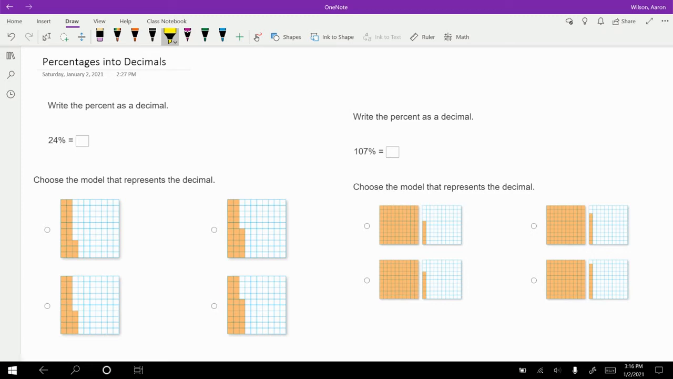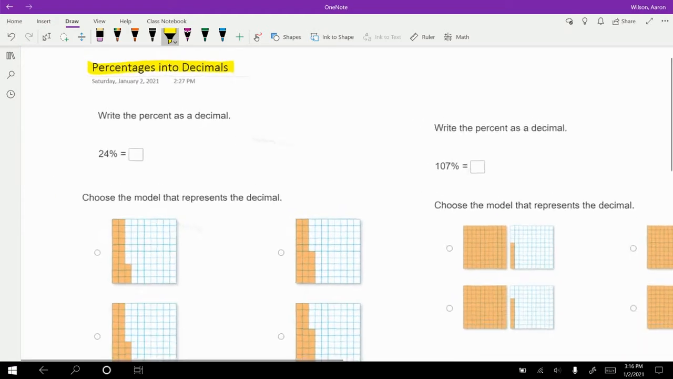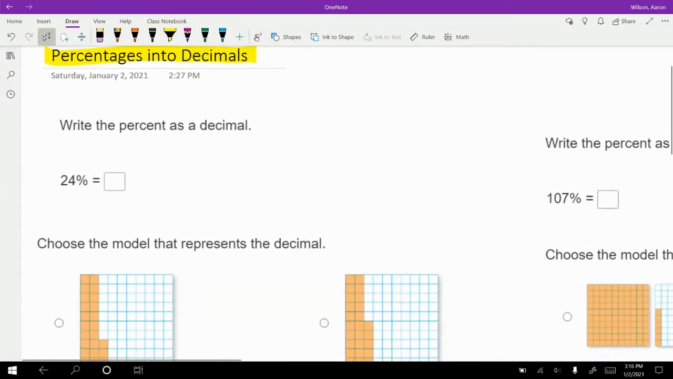Okay, today we're going to be taking a look at percentages and turning them into decimals and vice versa. So starting with a decimal and turning it into a percentage. So the very first part we have here is to write the given percentage as a decimal. We have been given 24% and we're asked to turn it into a decimal.